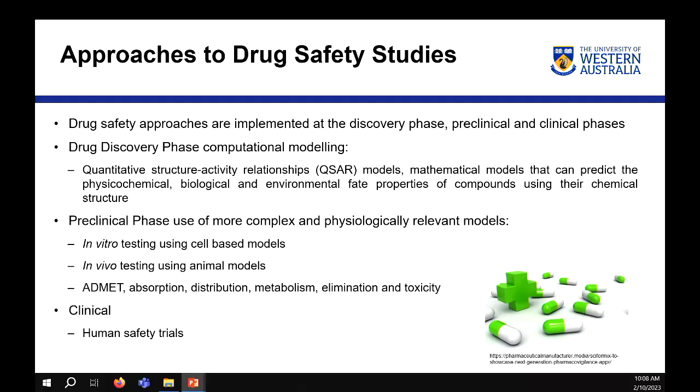In the preclinical phase, they use more complex and physiologically relevant models. There has been a huge push to move things into in vitro testing using cell-based models, and in vivo testing using animal models. But even before using mice to do safety studies, there are other in vivo animal models such as insect models and zebrafish models. Have you come across these? I'll talk about some of these models today.